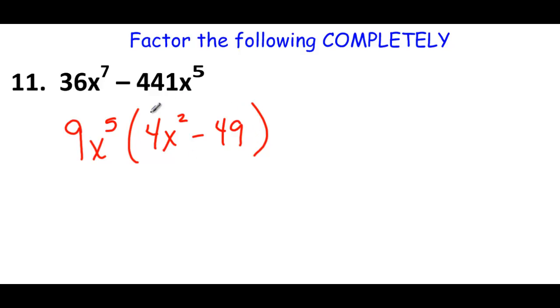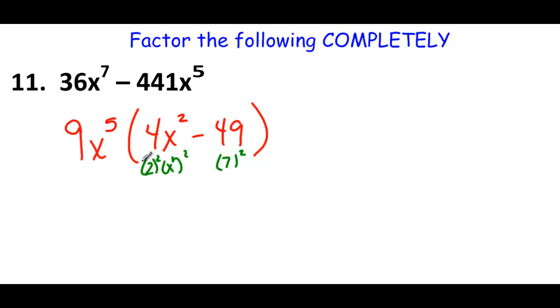Now you always want to look inside your parentheses and think, is this something that can factor down further? Well, it's a minus sign. There's only 2 terms, so that means it's either going to be a difference of 2 squares or a difference of 2 cubes. And because this is x squared, I'm going to try the difference of 2 squares. I know 4 is 2 squared. X squared is x to the first squared. And 49 is 7 squared.